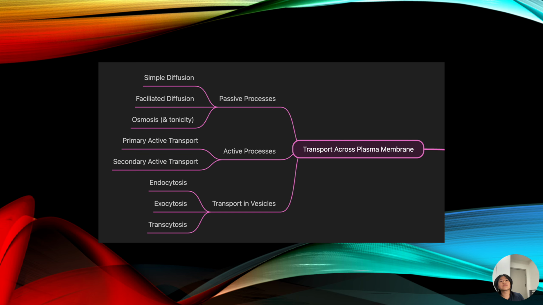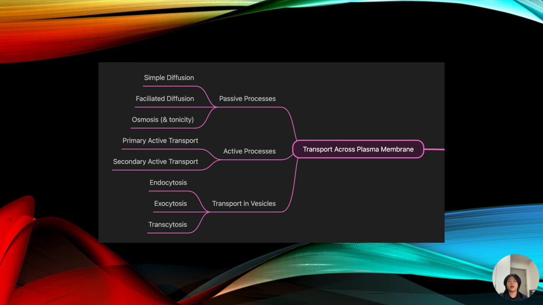We usually divide active processes into primary and secondary active processes. So in primary active transport, energy derived from the hydrolysis of ATP changes the shape of a carrier protein. So the carrier protein actively pumps a substance across the plasma membrane against its concentration gradient. For example, think about ions like sodium ions. We have the sodium-potassium pump that we will also cover again in the nervous system.